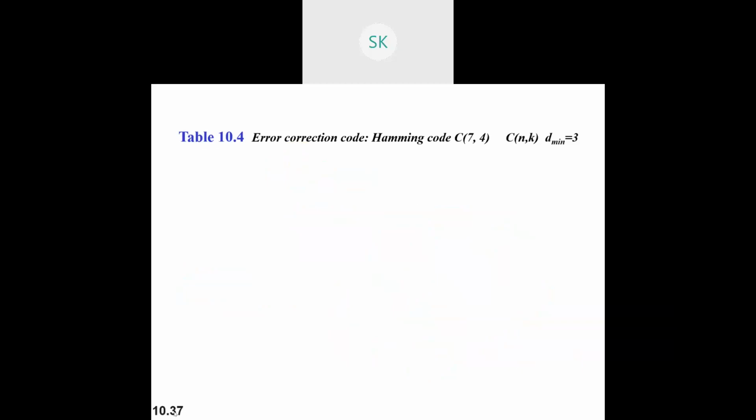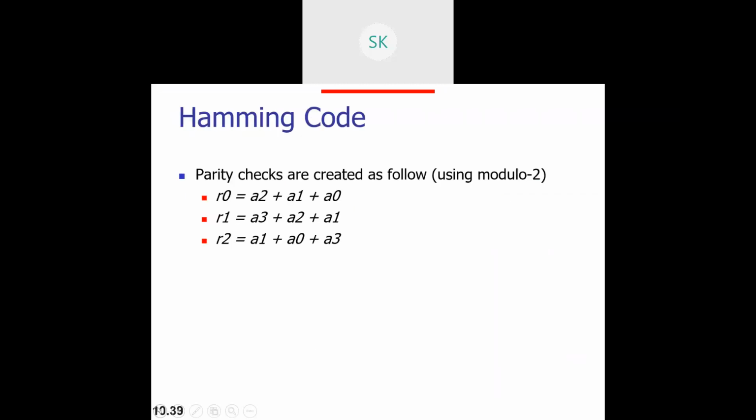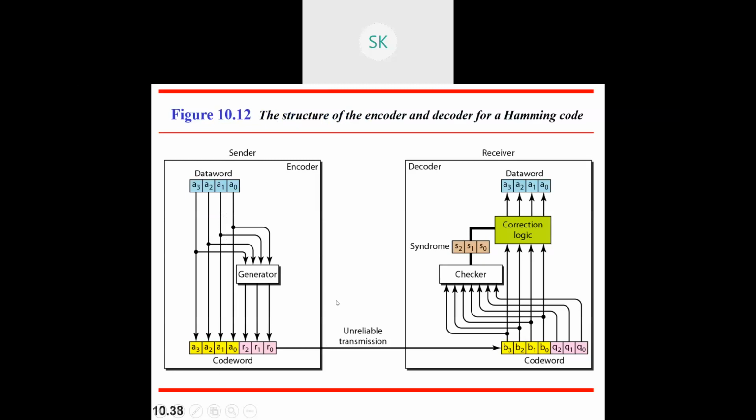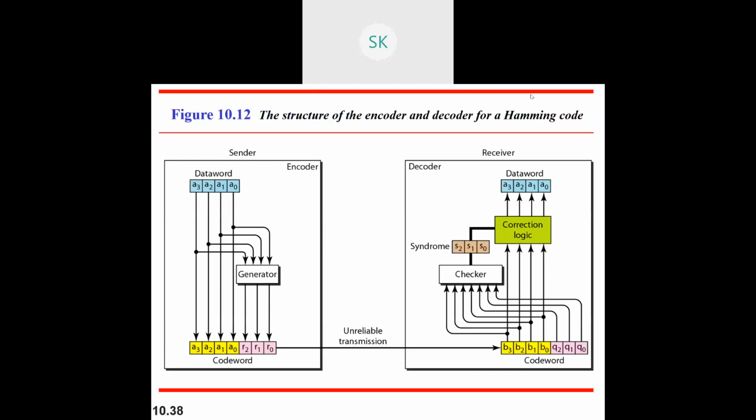Okay. So the next part. Yeah. The structure of encoder and decoder. The structure of encoder and decoder for a Hamming code. For the structure of the Hamming encoder and decoder part, what they have done is, here they have taken 4 bits of data, 1 0 0 0.